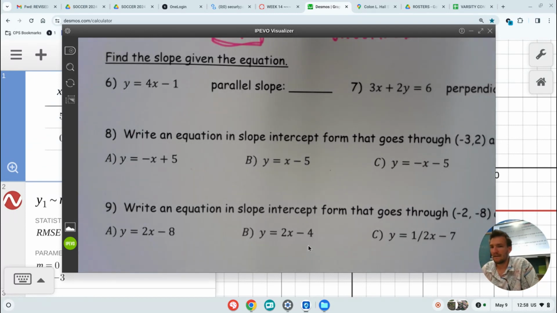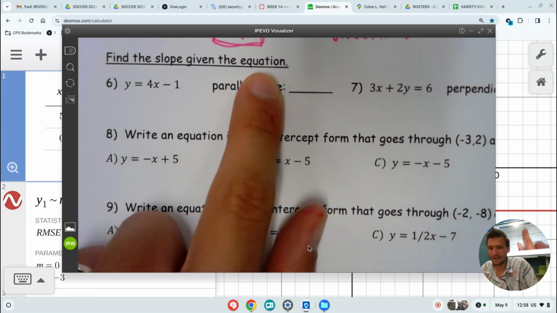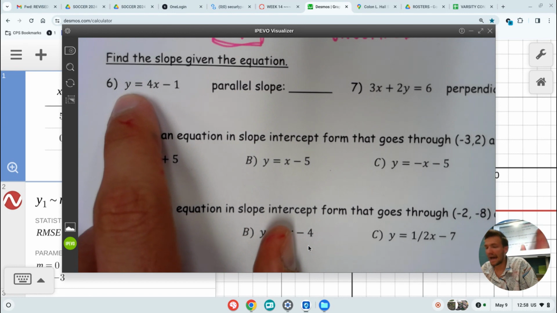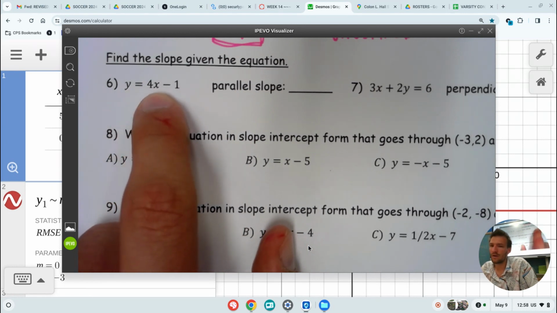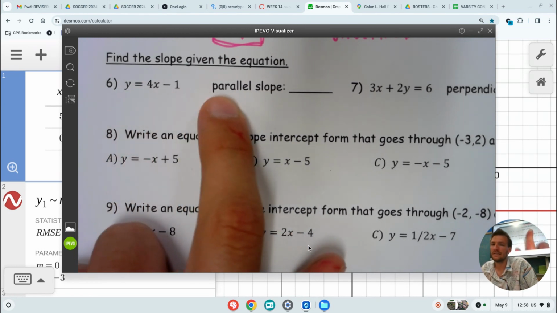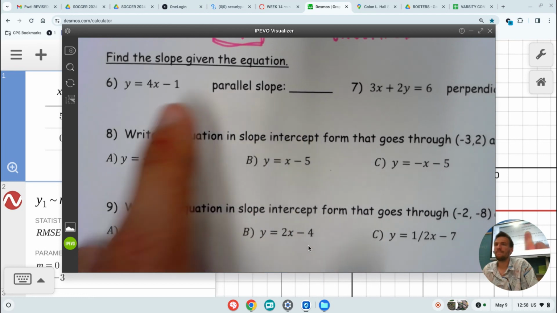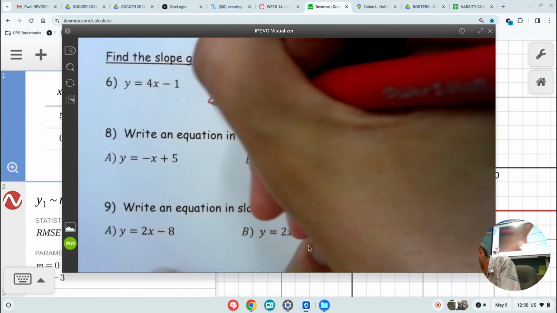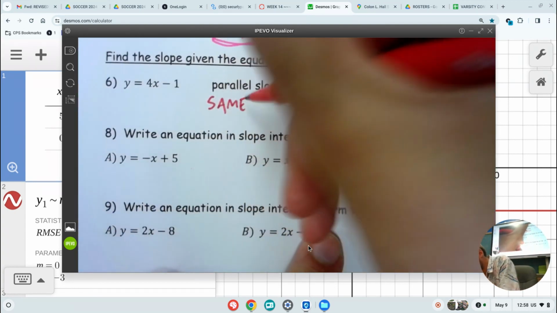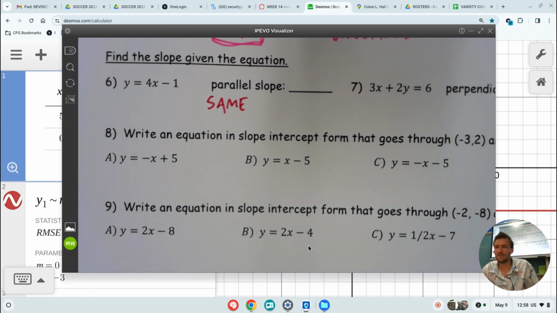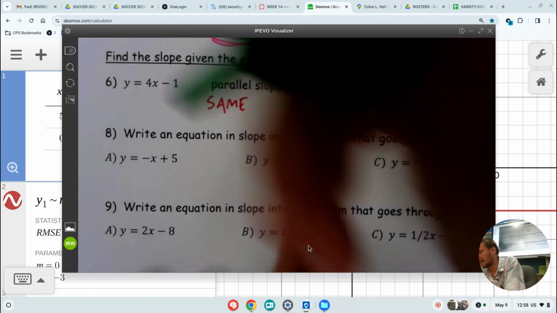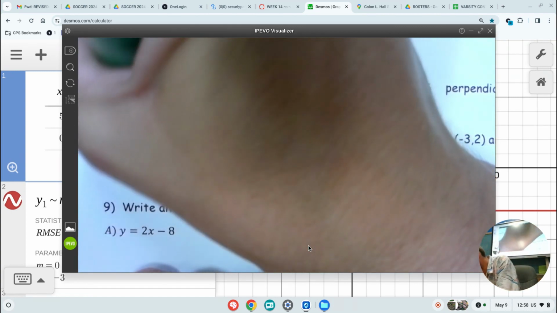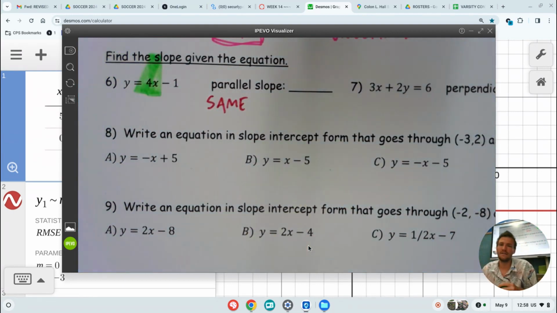Find the slope of the given equation. If we have y equals 4x minus 1, what is the parallel slope? Does parallel mean same or opposite? Parallel means same. And just like I heard Misair say, the answer is just 4, right? You're like an alien spaceship who's just going to abduct the 4.